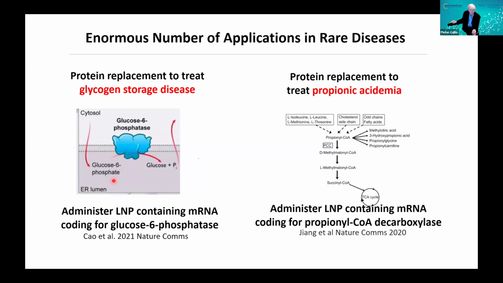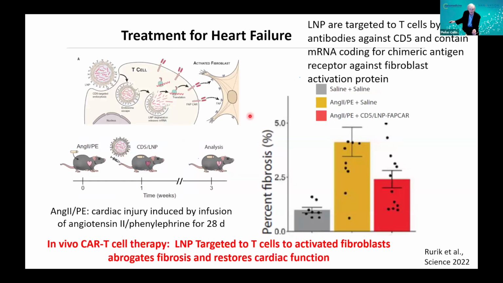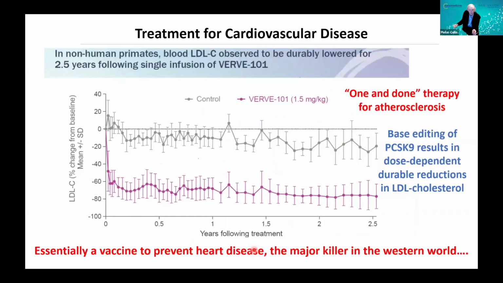It's remarkable to see. I mean, treatments for glycogen storage disease, basically mRNA coding for glucose 6-phosphatase, another rare disease, propionic acidemia, propionyl-CoA carboxylase. Have to go back to your basic biochemistry here. We can make all these proteins. Treatment for heart failure. This is involving an in vivo CAR T approach that Drew Weissman came up with, targeting T cells to fibroblasts that ameliorates a fibrosis.